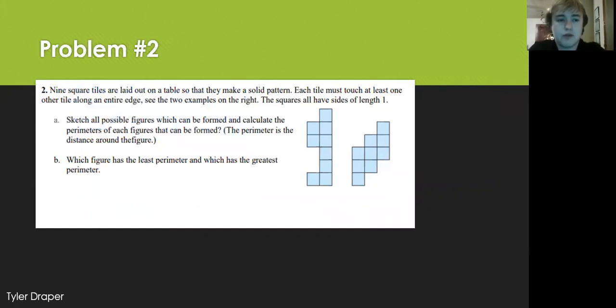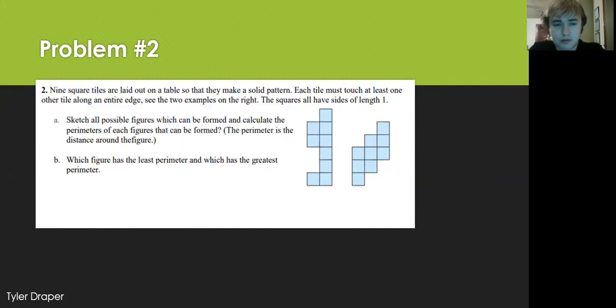Okay, problem 2. 9 square tiles are laid out on a table so they make a solid pattern. Each tile must touch at least one other tile along an entire edge. See the two examples on the right. The squares all have side lengths of 1. All right, so A, sketch all possible figures which can be formed and calculate the perimeters of each figure that can be formed. The perimeter is the distance around the figure.